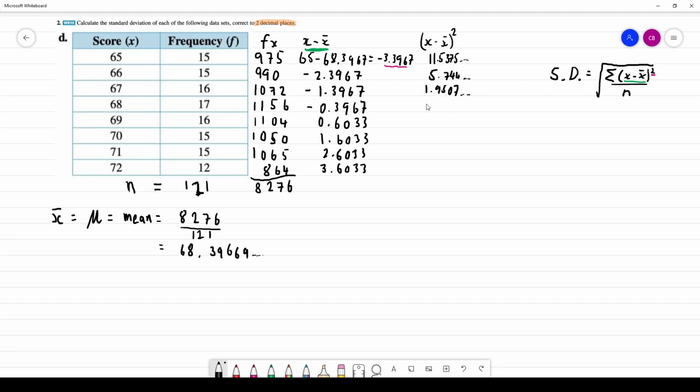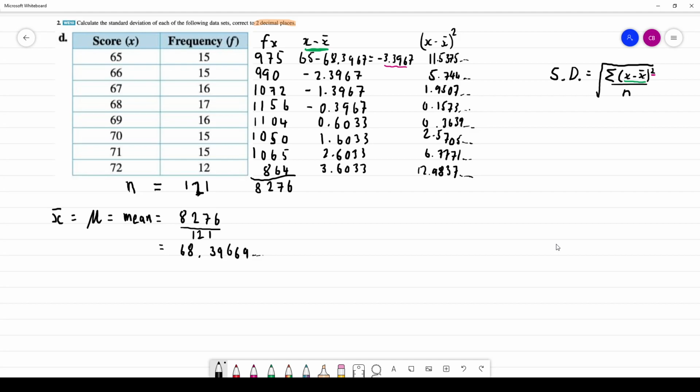1.9507, that'll keep going. 0.1573, 0.3639, 2.5705, 6.7771, and 12.9837. And that is the difference between the score and the mean squared.